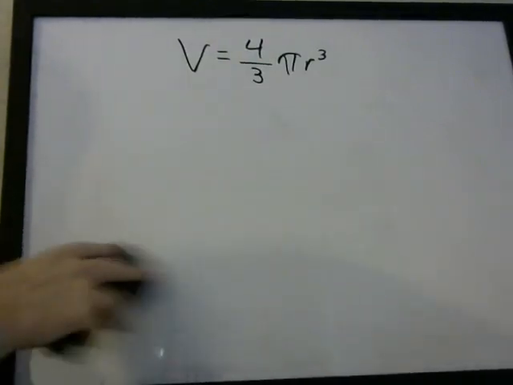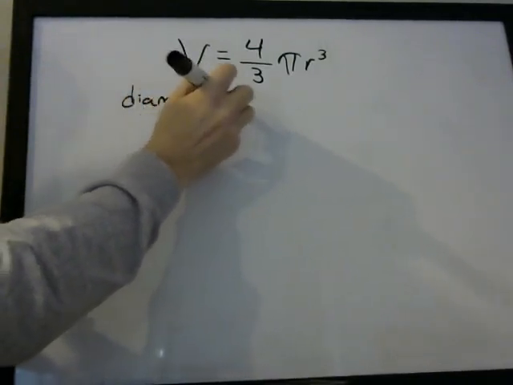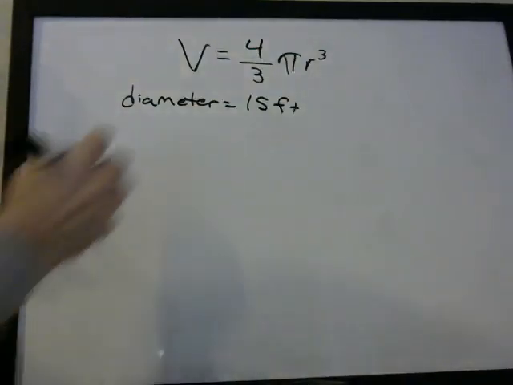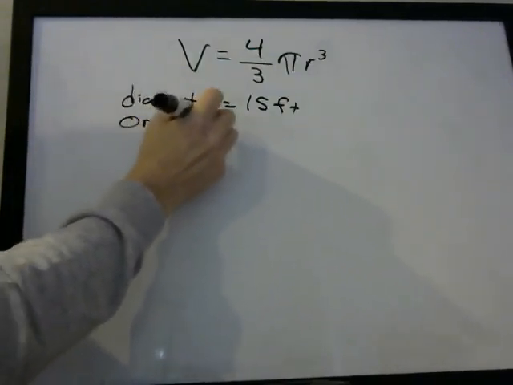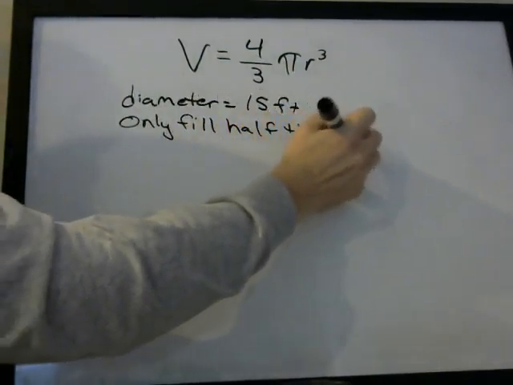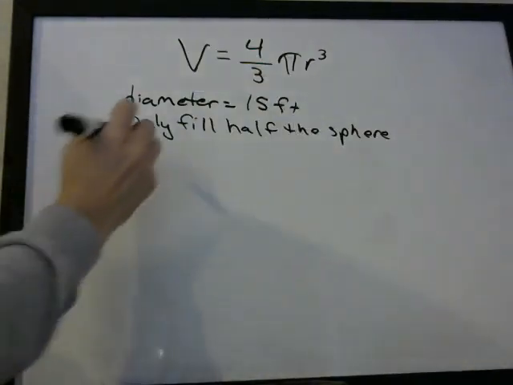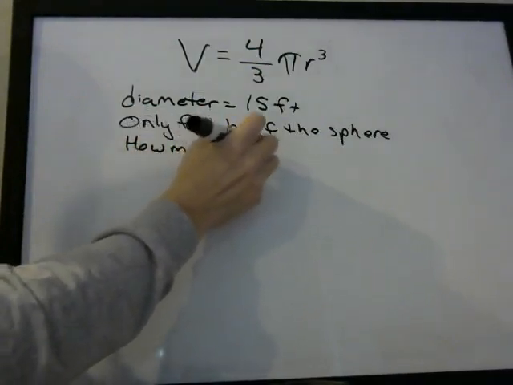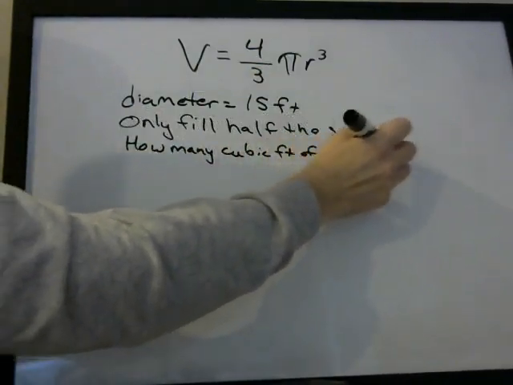Let's say they give us a sphere, and they say the diameter equals 15 feet. And you're going to fill up this sphere, but you're going to only fill half the sphere with water. How many cubic feet of water do you need?